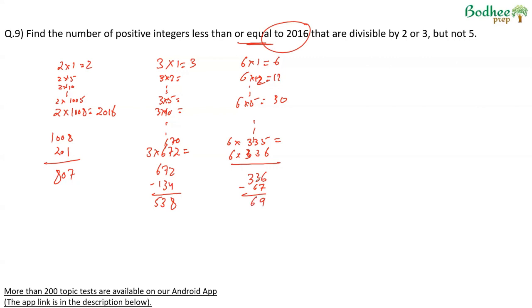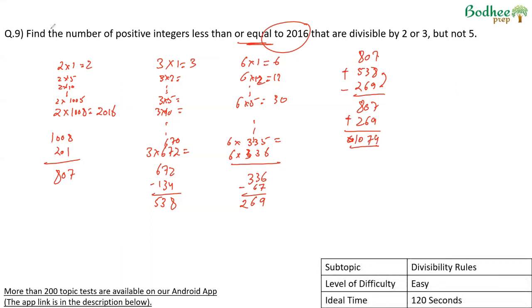269. 336, and therefore multiples of 2 excluding 5 is 807, multiples of 3 excluding 5 is 538, added, minus the common multiples of 2 and 3 which are counted in both places, so minus 269. This becomes 807 plus 538 minus 269. 807 plus 269 becomes 1074, which is the answer. Again, I'd say an easy question in concept, calculation might take a bit of time. 2.5 minutes, good enough to solve the question.